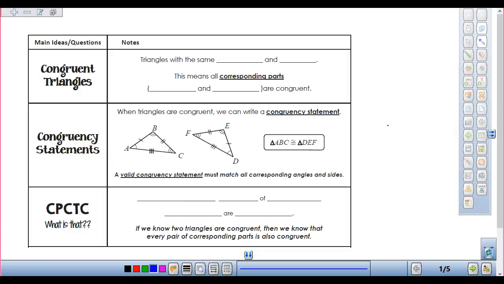Triangles are congruent. So we're going to learn a whole bunch of different ways to prove triangles are congruent. Today, triangles with the same shape and size are congruent. And this means that all corresponding parts, so that means sides and angles, are going to be congruent.